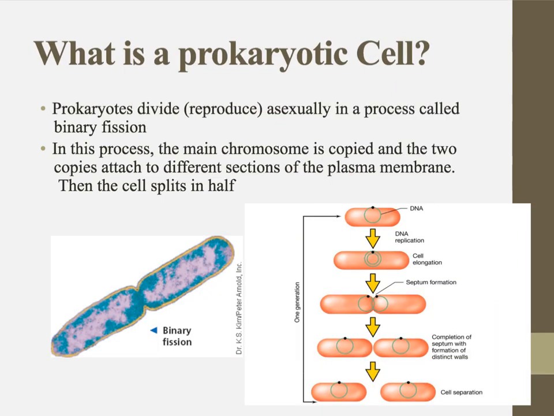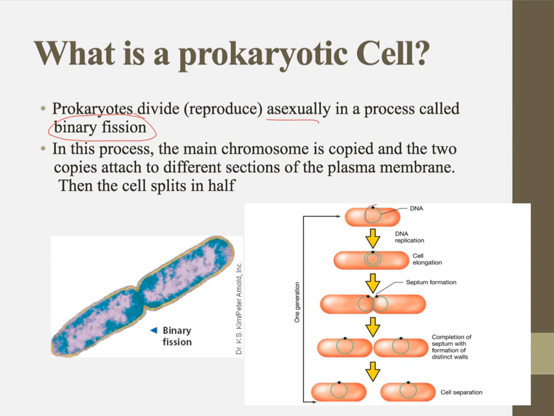Now prokaryotes, like bacteria, are unicellular. They're made out of one cell and they reproduce asexually. Now, many of you probably already know that when cells copy themselves and divide, that process is called mitosis. Here, this is a little bit different. This is called binary fission. You don't really need to know too much about it. We just need to know that it's different than mitosis, and that process is called binary fission.